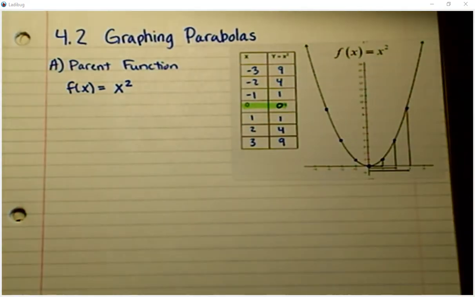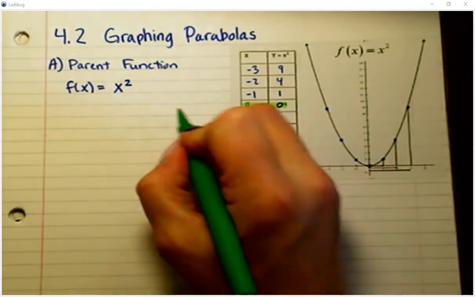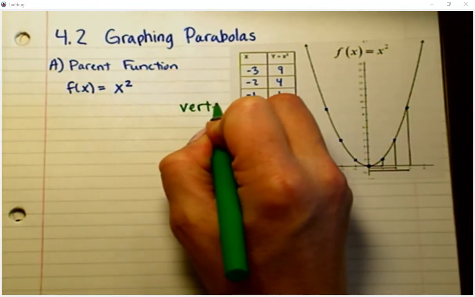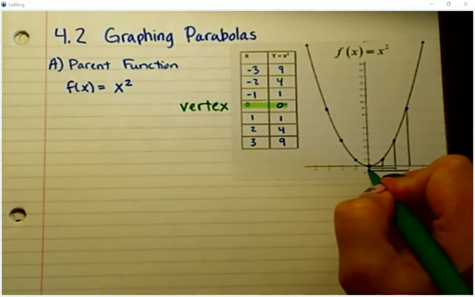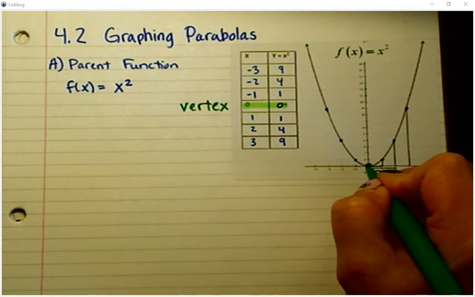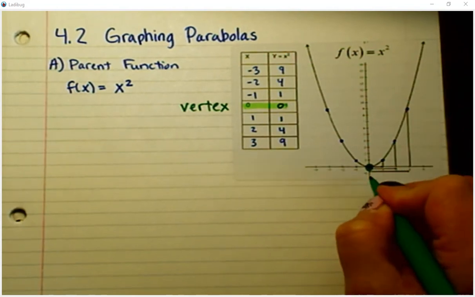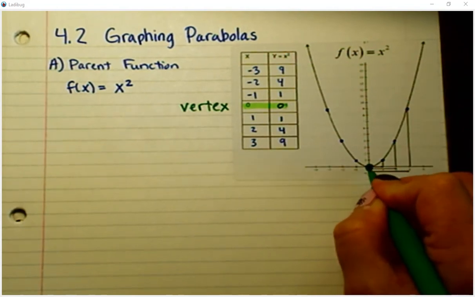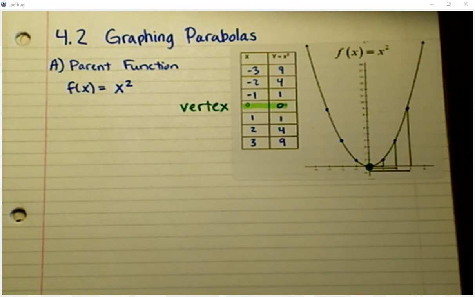0, 0 is the vertex. Okay? Vertex. Okay? That's this point right there. Okay? It's the vertex. Right? 0, 0.